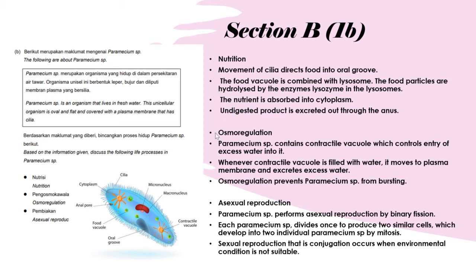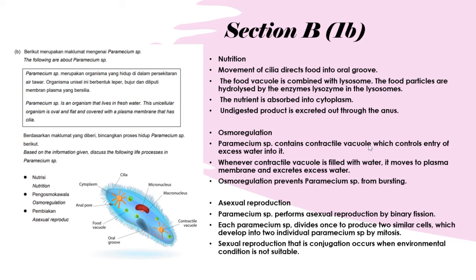Next we go to osmoregulation. Osmoregulation refers to the regulation of water in the paramecium. The paramecium contains a contractile vacuole. This is the contractile vacuole, which looks like a star here. The contractile vacuole will control the entry of excess water and will regulate it.